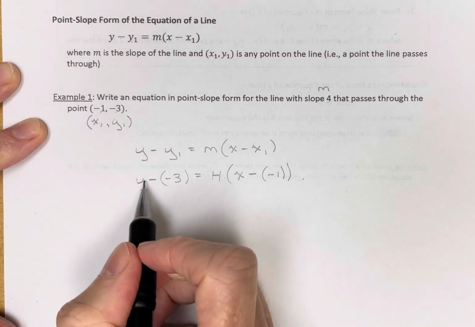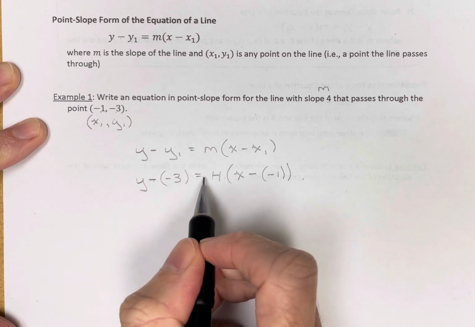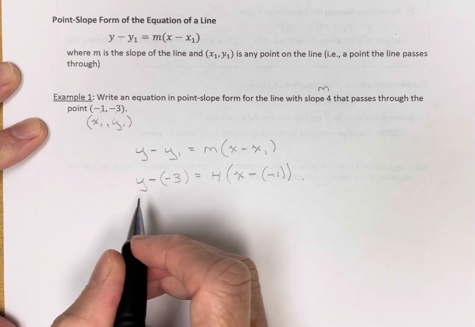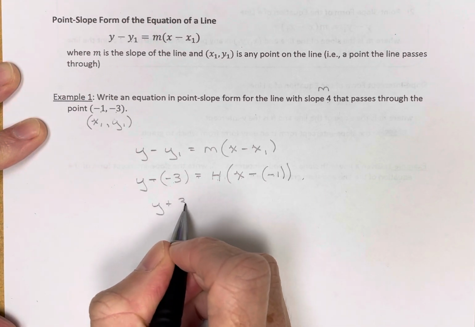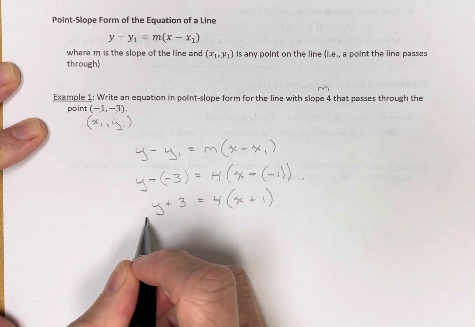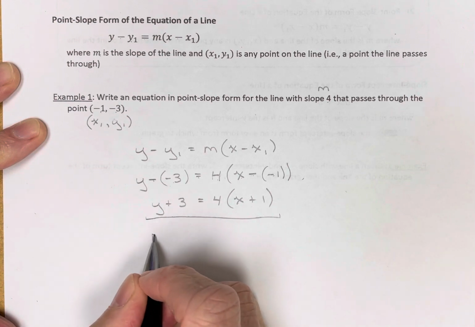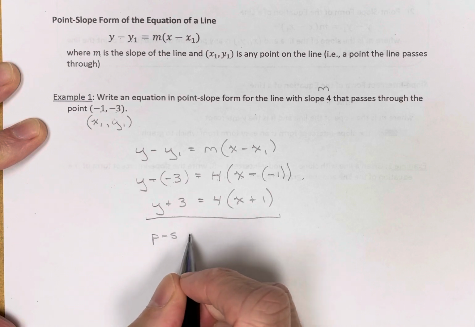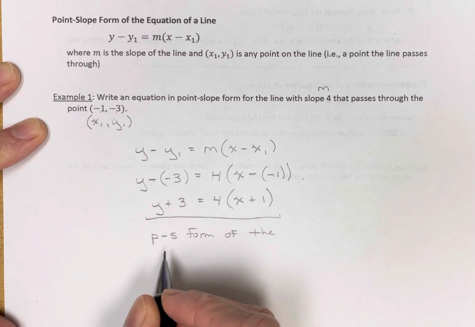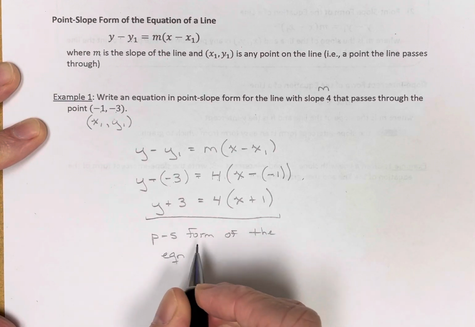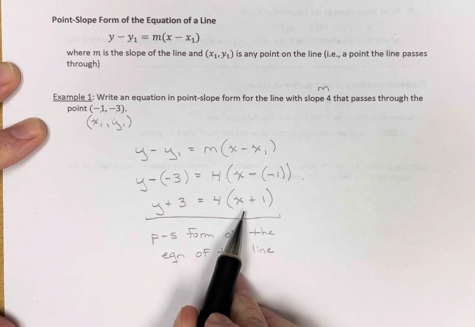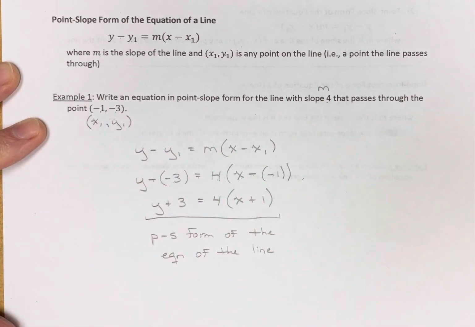So there we have it. y minus y1 is equal to m times x minus x1. Let's clean it up and we'll be all done. This is y plus 3 is equal to 4 times x plus 1. And there you have it. I abbreviate point-slope with a PS. This is the point-slope form of the equation, which I abbreviate EQN, of the line. It's the point-slope form of the equation of the line that has a slope of 4 and passes through that point.